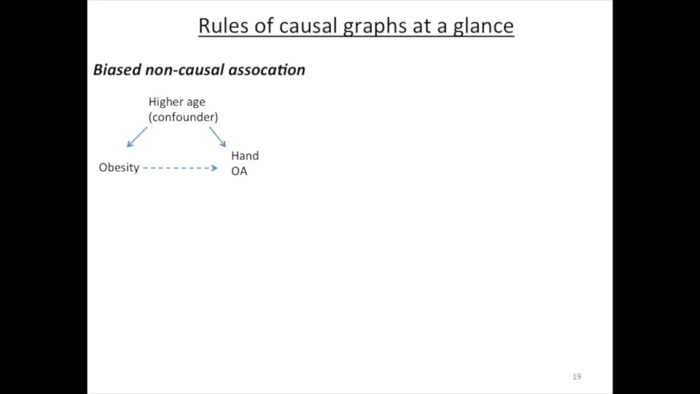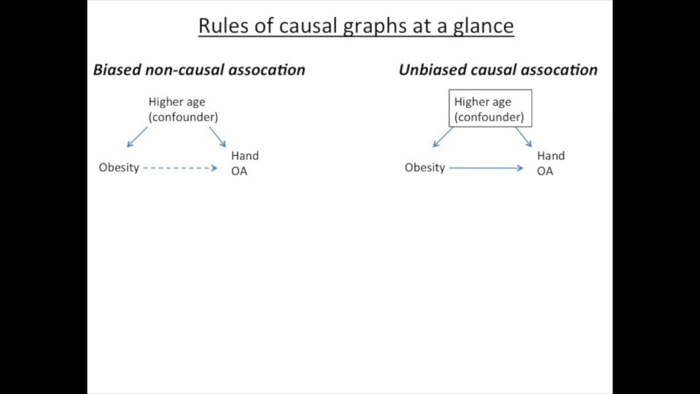This graph shows a biased non-causal association. Basically, this graph is biased since the obese persons are at a higher age than the non-obese, which is also the case for hand OA, since the elderly tend to have more hand OA than the young. If we adjust for the confounder, here depicted by a black box around the confounder, we make the exposure groups more similar to each other with regard to age. After having adjusted, we are closer to an unbiased causal association.